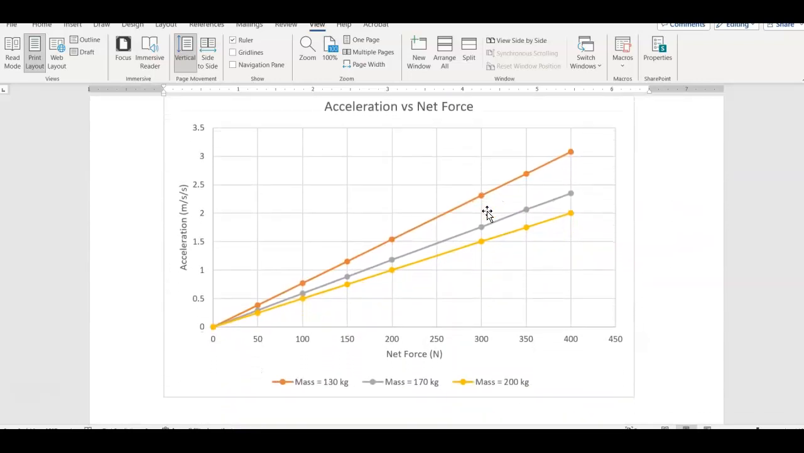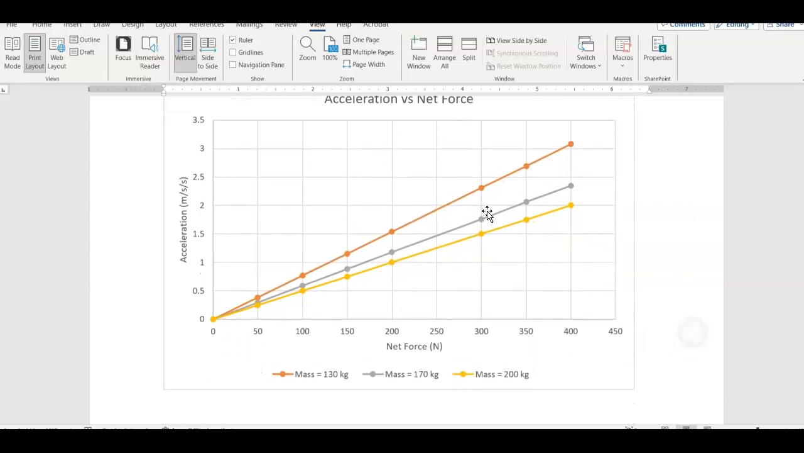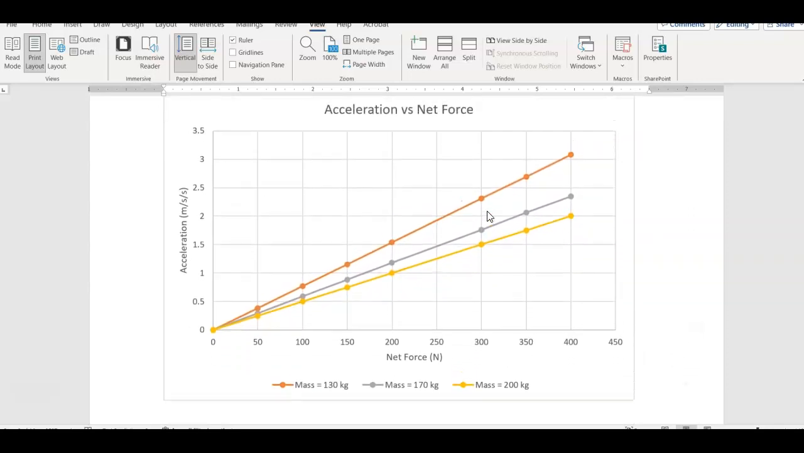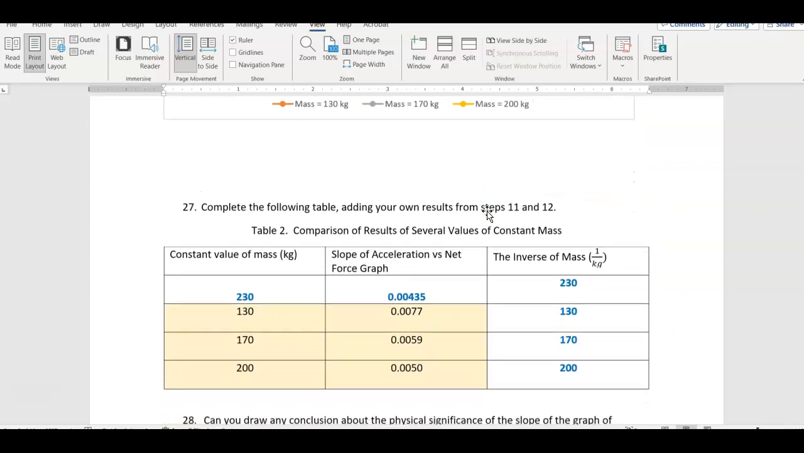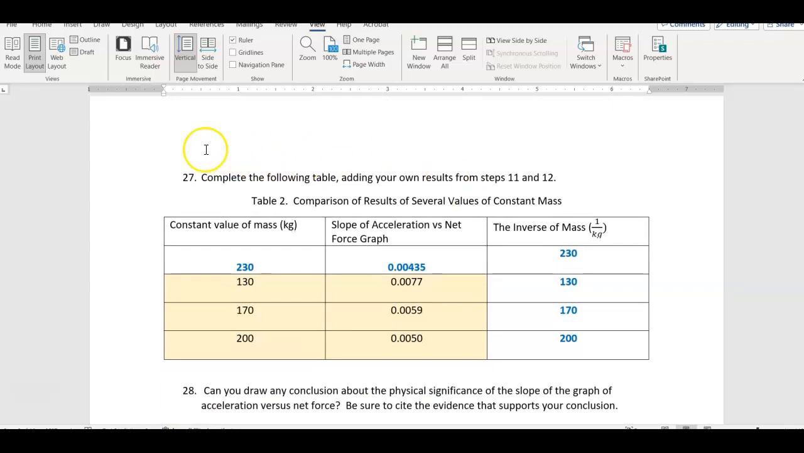It gives me this graph, which shows acceleration versus net force for different amounts of total system mass. And then there's also a table here. And so I'm going to put my own, I used a value of mass of 230. Yours may have been different. I hope it was. I'm putting the slope of my graph and then the inverse of the mass.